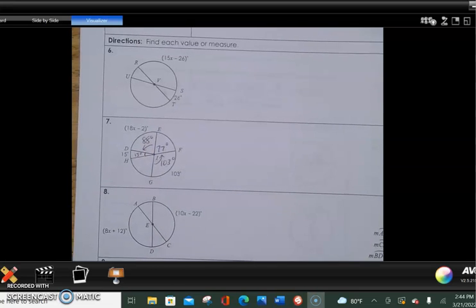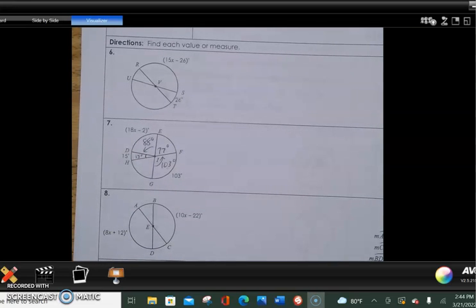I don't know if y'all can see that screen that popped up there. Sorry about that.